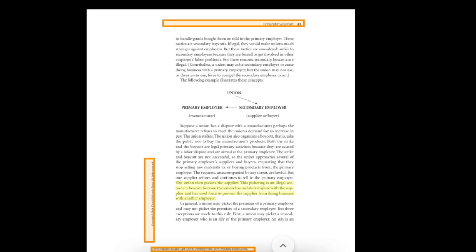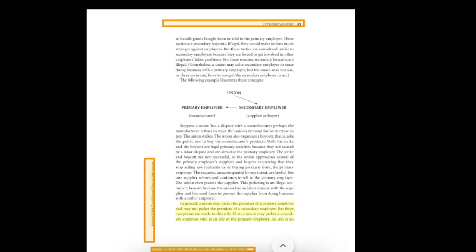This picketing is an illegal secondary boycott because the union has no labor dispute with the supplier and has used force to prevent the supplier from doing business with another employer. In general, a union may picket the premises of a primary employer and may not picket the premises of a secondary employer. But three exceptions are made to this rule.